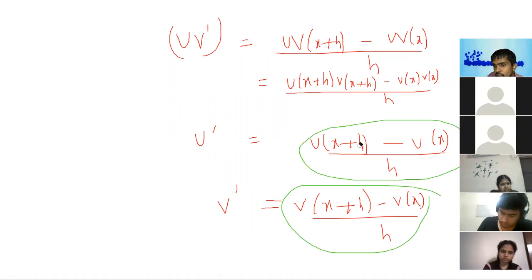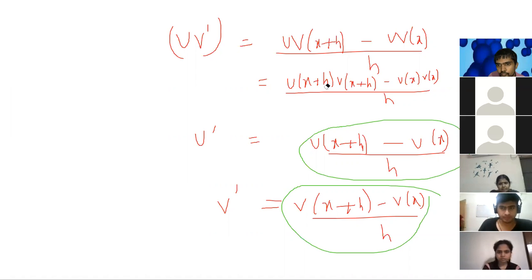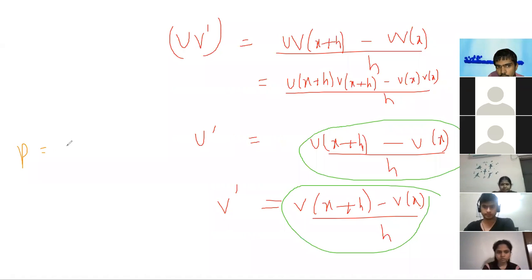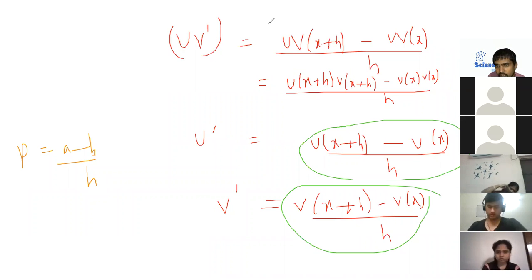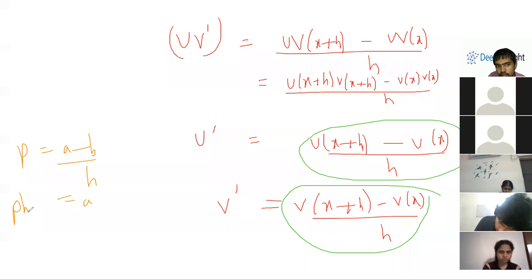This is like p is equal to a minus b by h. If p is equal to a minus b by h, how will I find a? A is equal to ph plus b, no? If p is equal to a minus b by h, then a is equal to ph plus b, no?